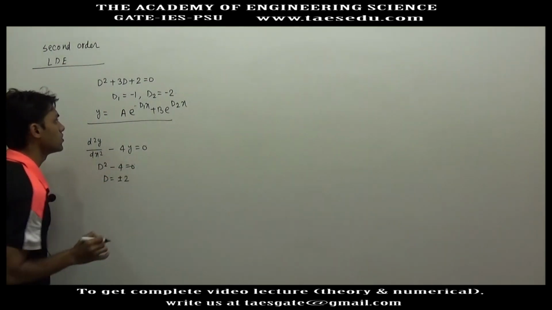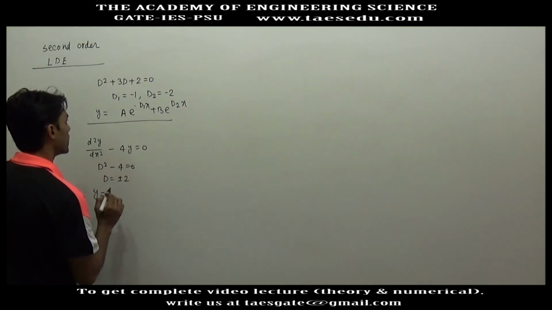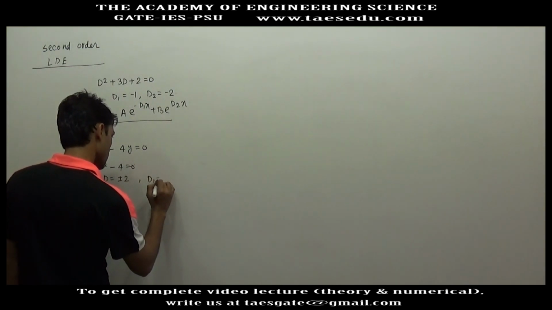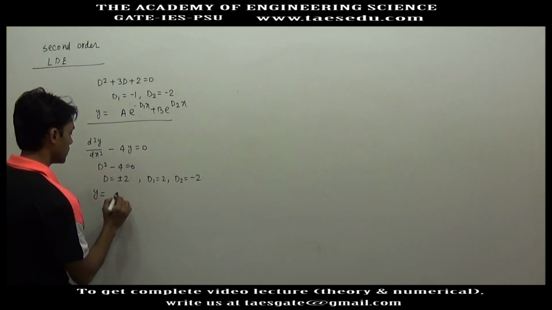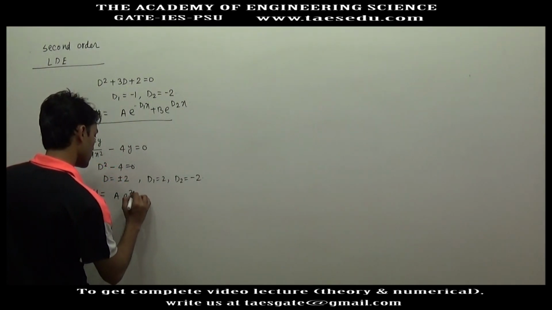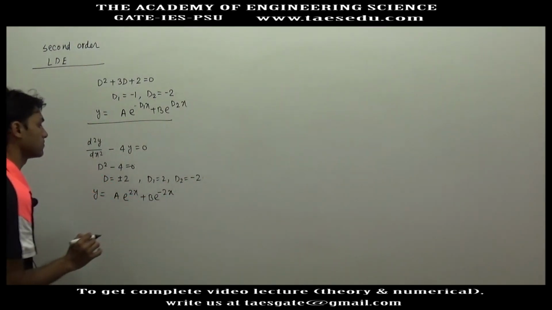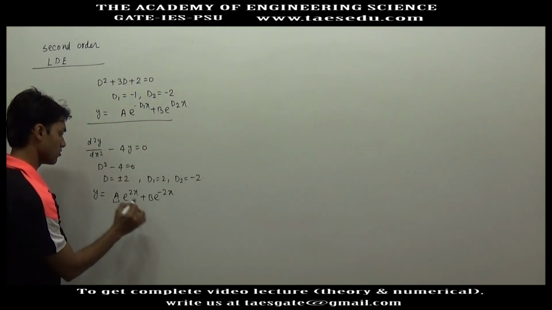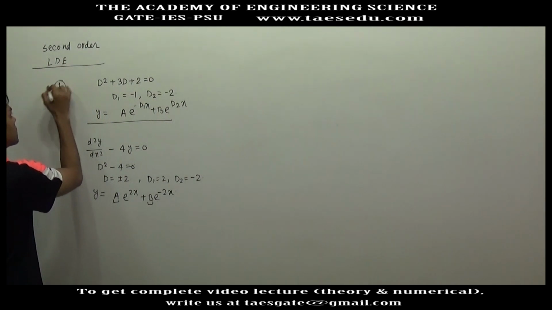plus minus 2. So in this case also what we will have as the solution, y equal to a into, we will say we have d1 equal to 2 and d2 equal to minus 2. Y will be a into e to power 2x plus b into e to power minus 2x. And according to the two given conditions, we will find the values of a and b. So this is the first case.